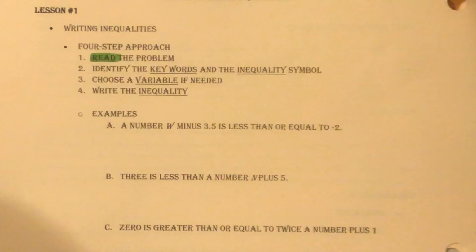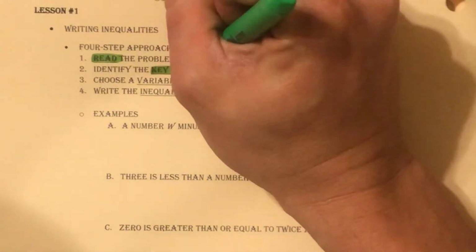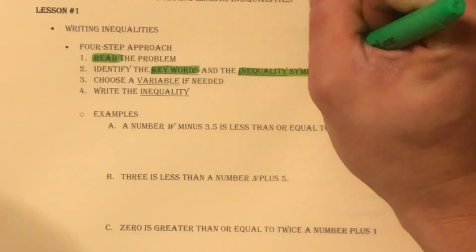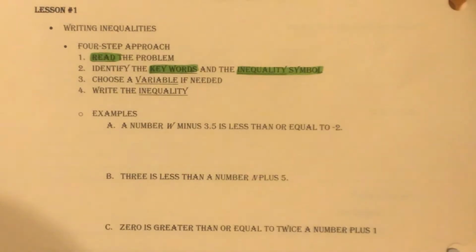Step 2, we want to identify keywords and the inequality symbol. Now, with the inequality symbol, they could say a few things. A lot of times they're just going to say simple things like it's greater than, or less than or equal to. But sometimes they might use words like at least or at most, and we've talked about these in class, and those are where we have to do a little bit of thinking, and we have to figure out, all right, what's going on, or what does that actually mean?